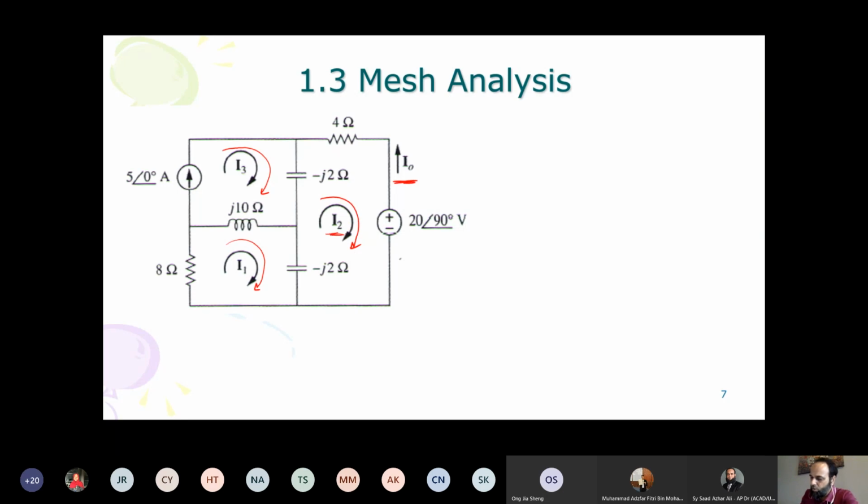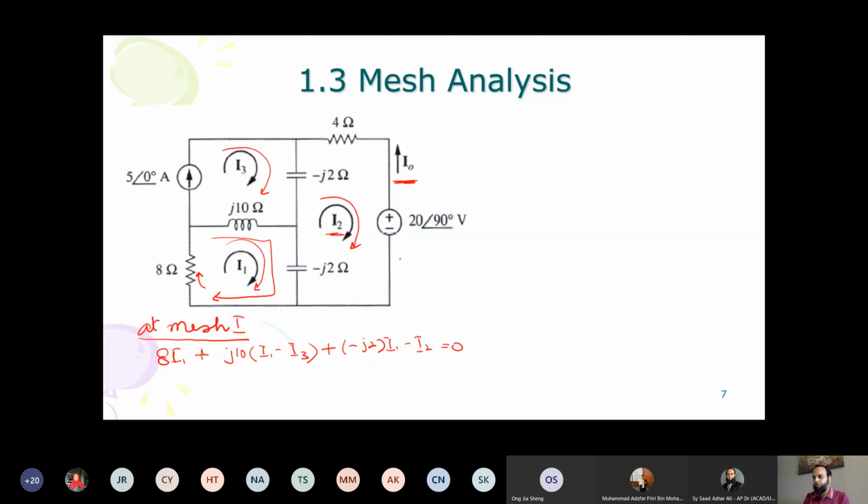So at mesh 1, which is this one, we can write the equation. We can write that it is 8 I1 plus j10 (I1 minus I3) plus minus j2 (I1 minus I2) equal to 0.